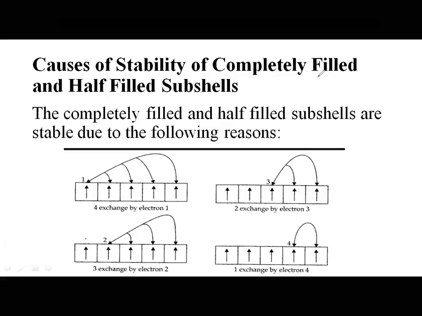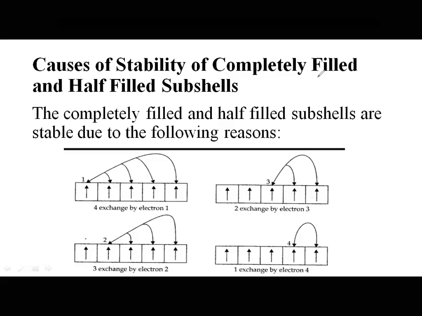So the completely filled subshells or the half filled subshells have a symmetrical distribution of electrons in them and are therefore more stable. Electrons in the same subshell have equal energy but different spatial arrangement. They are called degenerate orbitals, right? Because they have the same energy. Here the 3d orbital is being shown. There are 5 orientations, 5 orbitals, right? All those 5 orbitals will have the same energy.